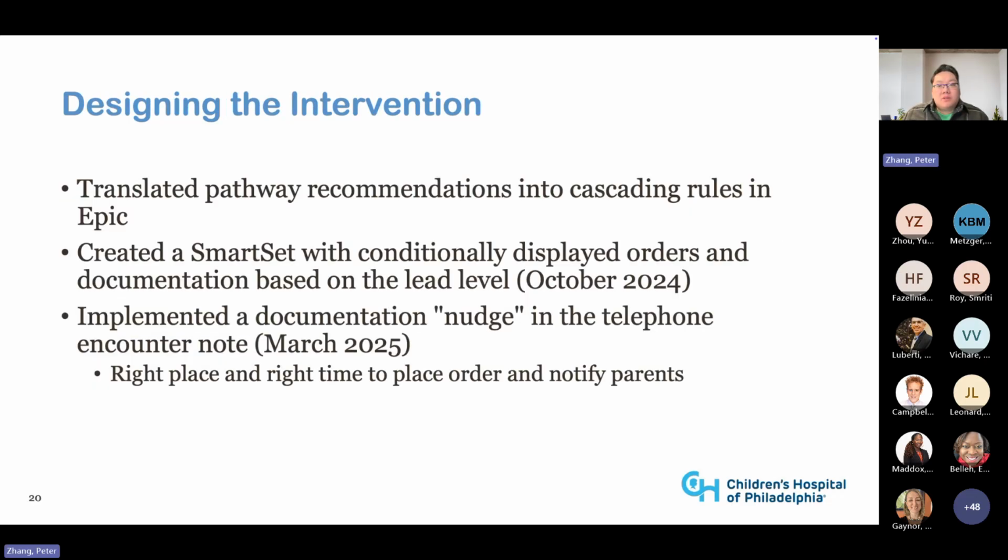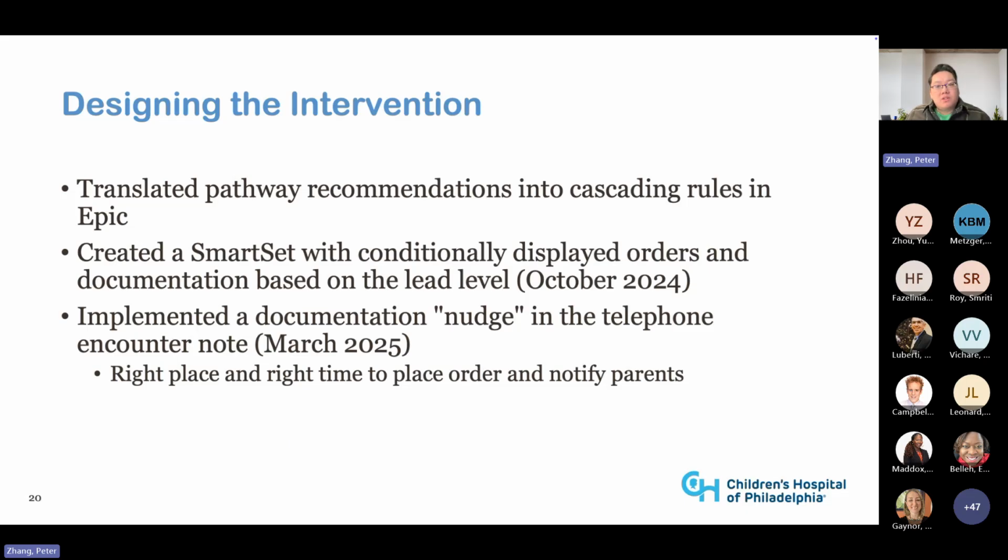So what did our intervention look like? Well, it was a twofold process. First, we translated all the pathway recommendations into cascading rules in Epic. Then we created a new smart set that conditionally displayed orders based on these rules. So for example, a patient with a lead of 46 would have a different set of orders shown than a patient with a lead level of 5. We also embedded clinical decision support and links to referrals and letters to centralize all the tasks that needed to be performed. And this smart set went live in October 2024 to the entire network.